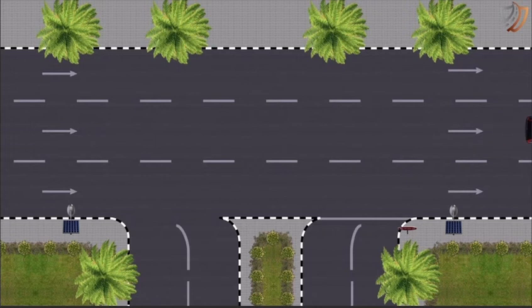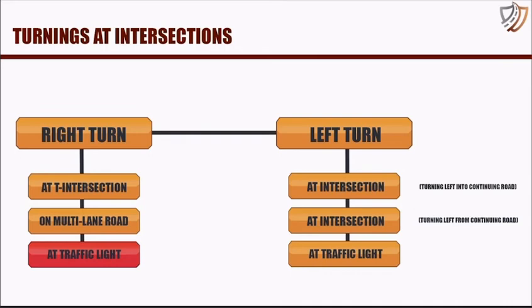If motorists are planning to make a left or U-turn from the junction ahead, they must use the left indicator and may directly move into the extreme left lane, considering all necessary checks. Right turn at traffic lights.